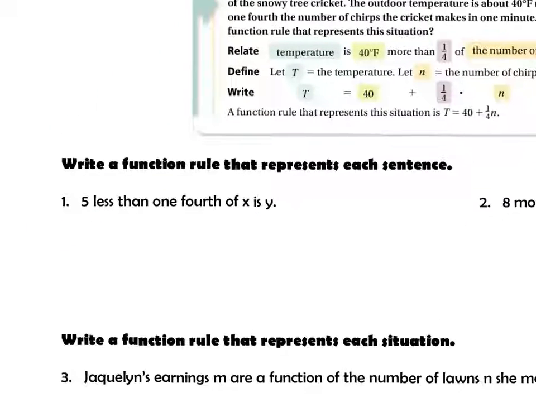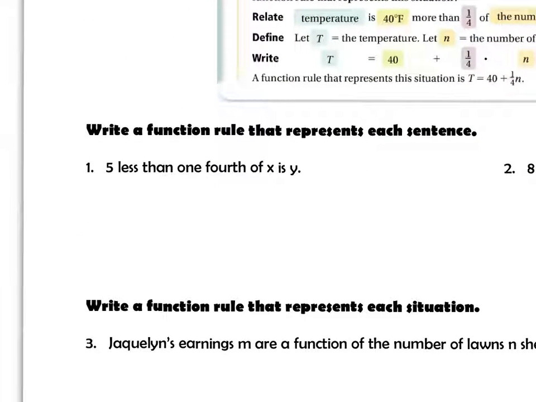So let's see how these go. Some of them are going to be pretty easy. Some of them may take a little bit of thought. Okay, number one, 5 less than 1/4 of x is y. So we've got some numbers and I've got some operation words. The first one I see is this less than.